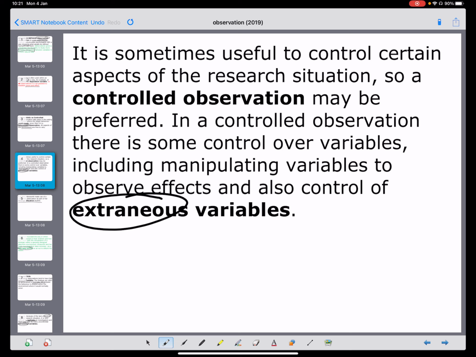However, with a naturalistic setting, we do have the problem of controlling extraneous variables, and so I might choose to move my observation from the natural environment into a controlled environment, and therefore it would be called a controlled observation. Now, controlled doesn't have to be horrible or mean or nasty or any of those types of things. It just means that I am trying to control the extraneous variables.